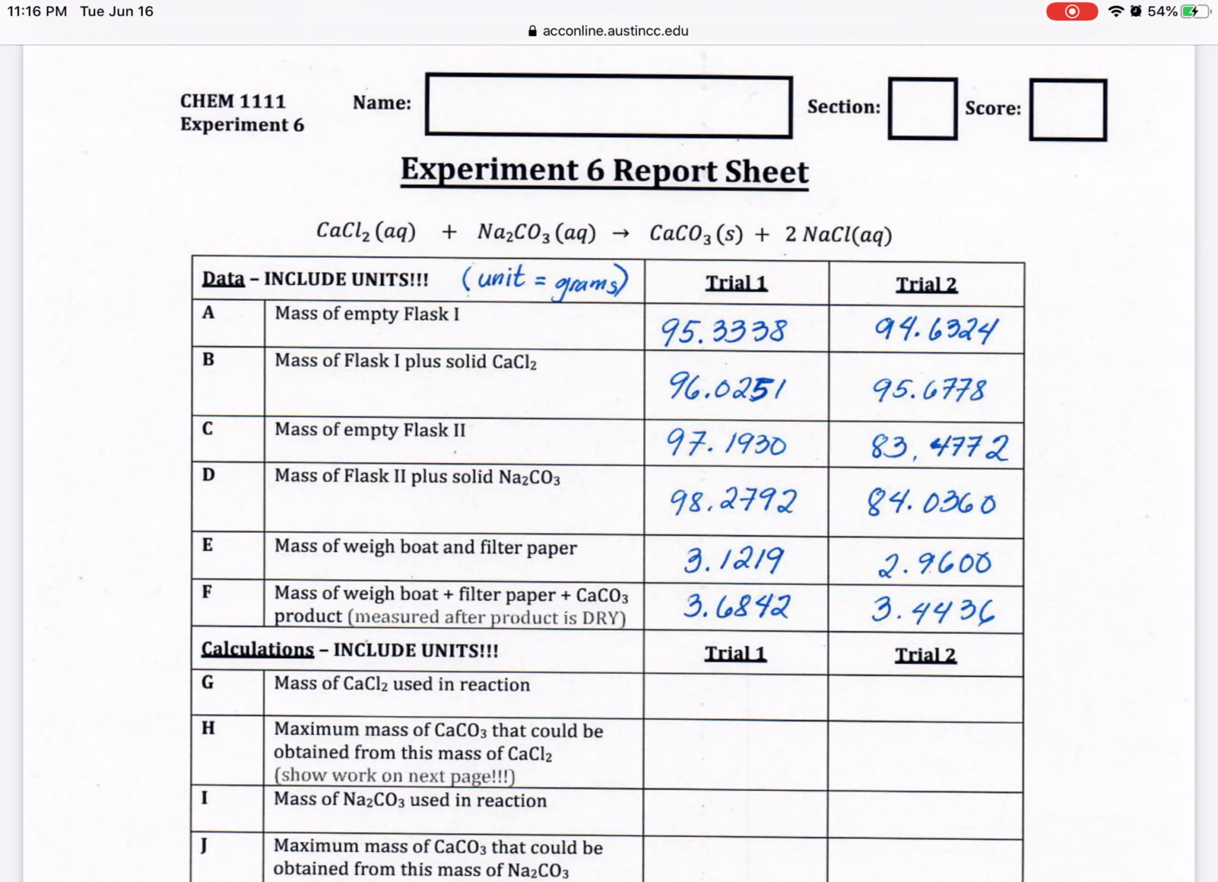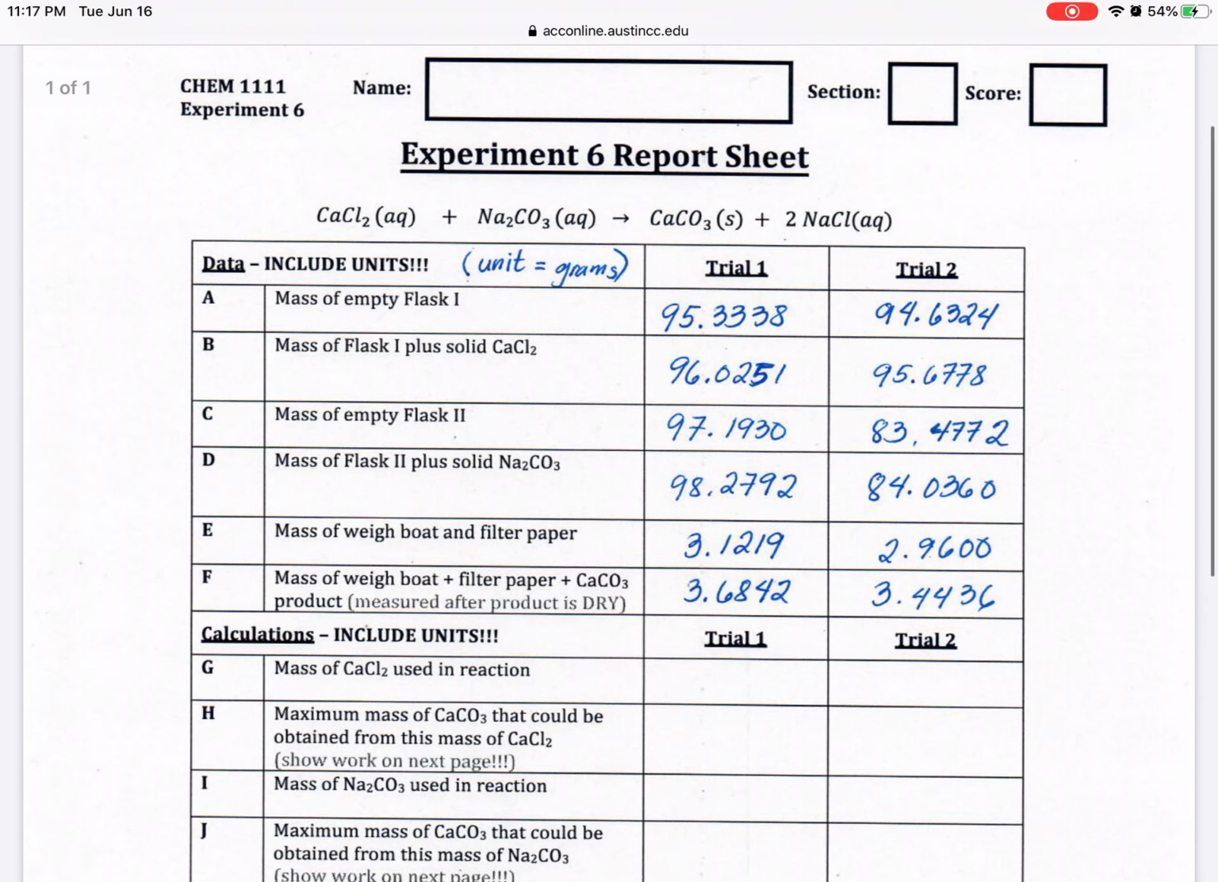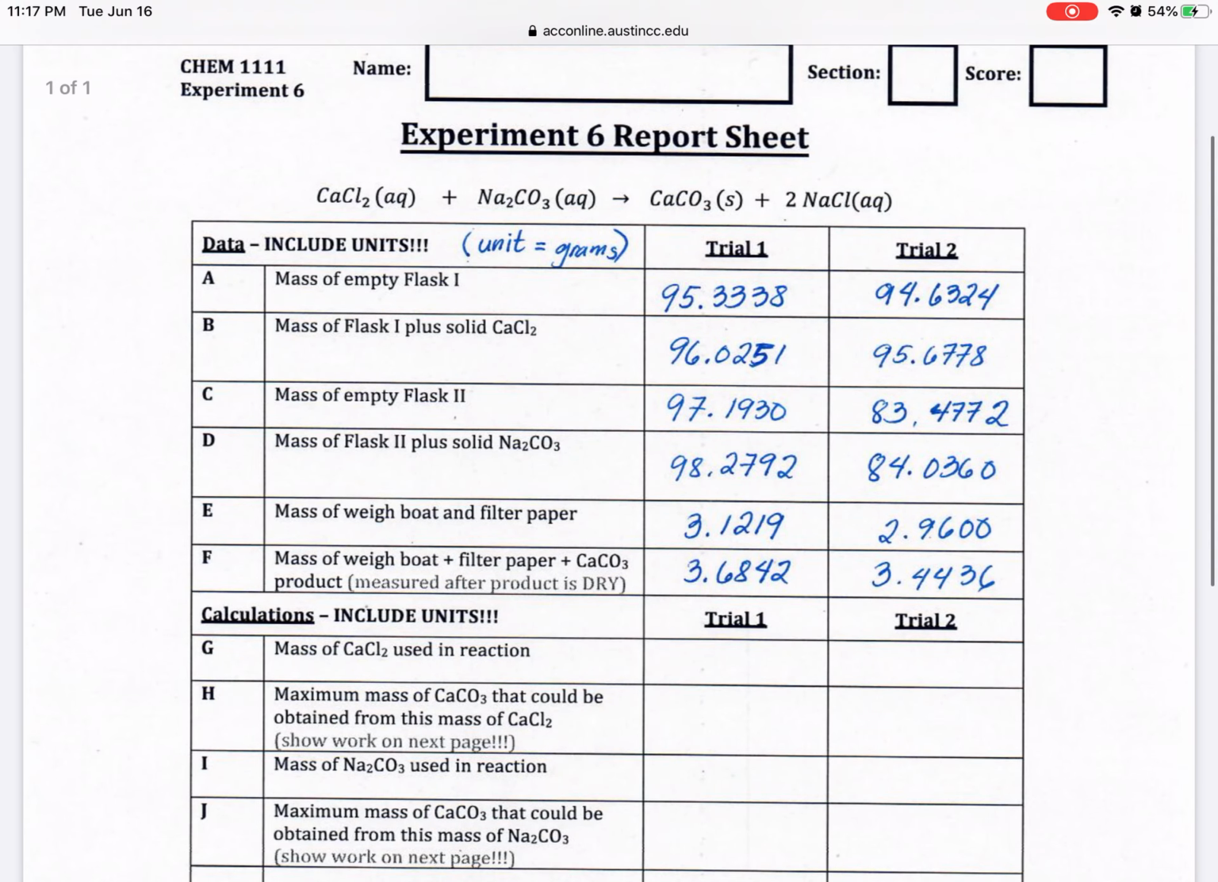For the two trials, the first trial is 95.338, and then the mass of the flask plus the solid calcium chloride is 96.0251. The mass of flask 2, where we put our solid sodium carbonate, is also given before you add and then after you add. That's your D. And then the mass of the weigh board and the filter paper, where we're going to be putting our calcium carbonate, is 3.1219, and the mass of the weigh board, filter paper, and calcium carbonate product measured after the product is dry is also given to us. So we have two trials.